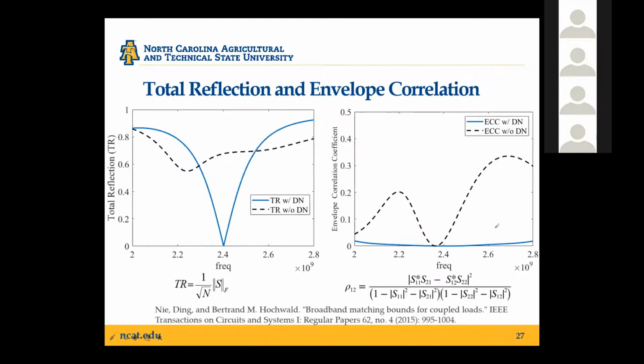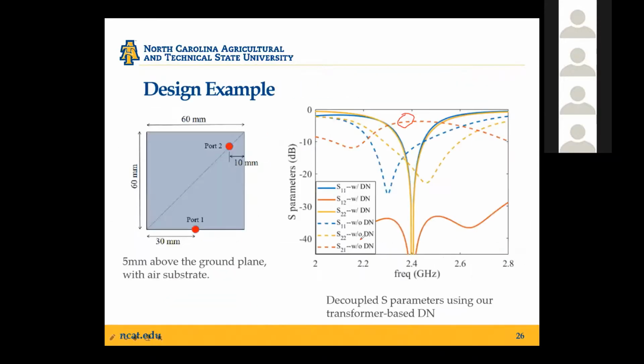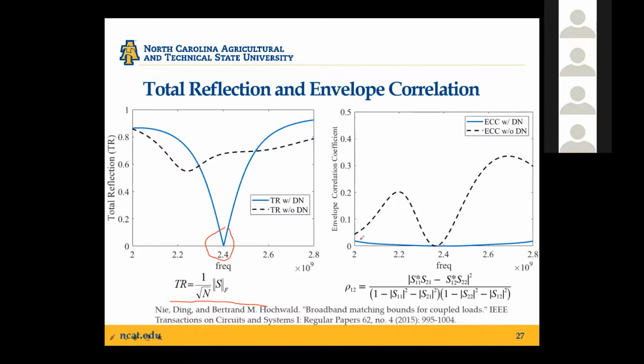And the figure shown here, the first one, shows the total reflection coefficient that is defined based on the Frobenius norm of the two-port S parameter. And you can see that you have a pretty low total reflection at the design frequency when you include a decoupling network. The dashed line is the case when you don't have a decoupling network. And on the right shows the envelope correlation coefficient. Again, with the decoupling network, we lowered the envelope correlation coefficient between the two-port antenna across a pretty wide frequency range.